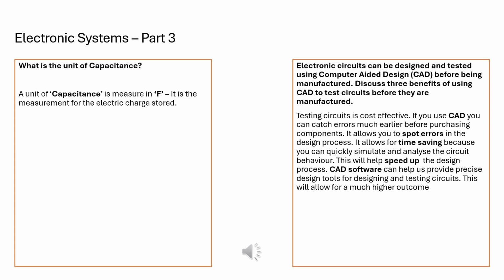It does allow us to save time, because what you can actually do on a computer system is simulate what is actually happening, and you can run the circuit to see if it works, maybe using any tech software. The good thing about this is it does speed up the design process. CAD software can help us with precise design tools, and you can actually use CAD software with the manufacturing process, so you can see what the product's going to look like beforehand. It does allow for a much higher outcome.